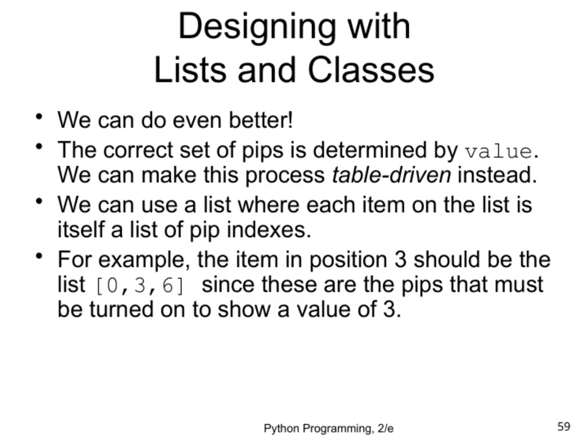This approach makes our code more flexible and easier to maintain, especially if we want to change or expand the patterns later. By designing with lists and classes, we're leveraging Python's strengths to create a more efficient and organized way to handle these display patterns.